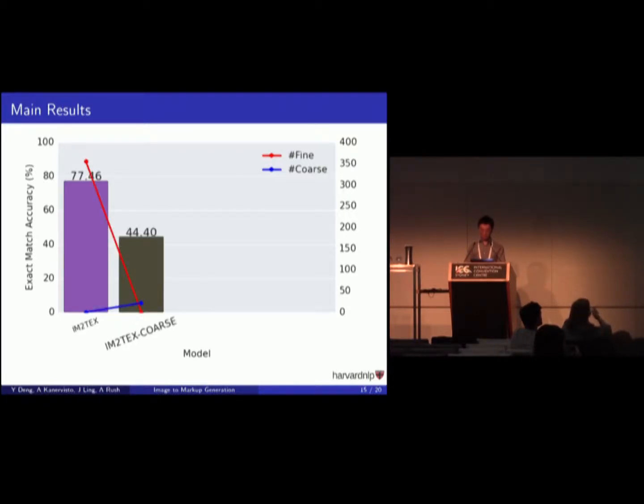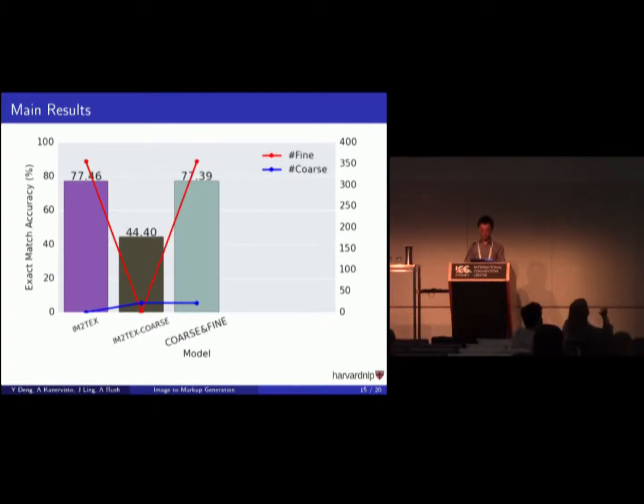We also consider only using the coarse feature map, in which case there are no fine cells, but on average, we need to attend to around 20 coarse cells. But we see a large performance drop, which indicates that we really need the fine-grained feature map in order to achieve a good performance on this task.